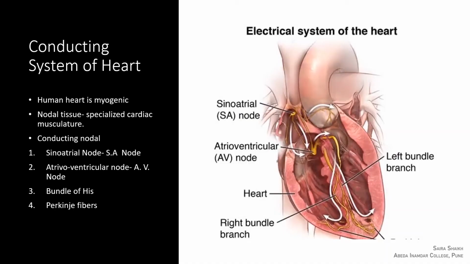The contraction phase and the relaxation phase of the heart are maintained by the conducting system of the heart. The human heart is myogenic. Here the muscles are responsible for controlling this activity. That's why it is called myogenic. The wall of the heart has some special musculature structure. This structure is called nodal tissue, which includes the sino-auricular node, atrioventricular node, bundle of His, and Purkinje fibers.